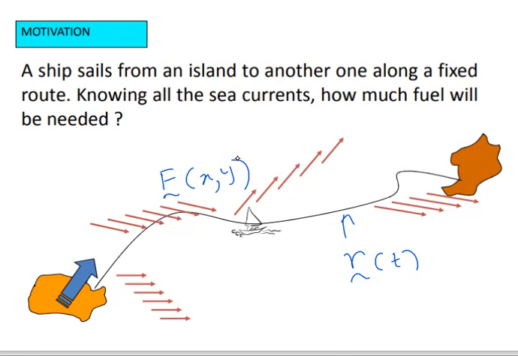So you can find the work done. Work done on this ship under this vector field when you move from this island to that island along this path. We compute the total work done on this object, on this ship, traveling from this island to that island along this path under this field. So that is the practical problem. So we compute the line integral of F along this.